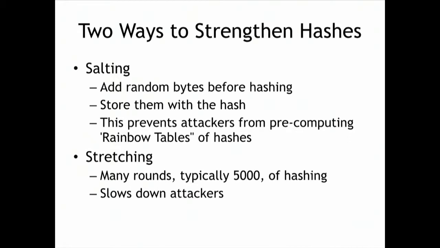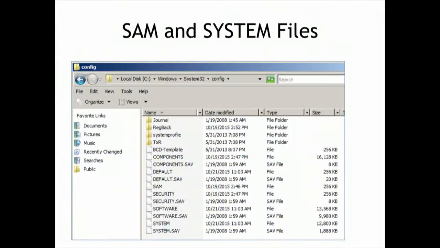Now, even if you stretch them, there's a possibility that people will take a long time and just accumulate a giant dictionary of all the password hashes, and then they can just look things up. So to avoid that, you do salting. Salting is where you add random characters to the password before hashing it. So if two people have the same password, they'll have a different salt, so they'll have a different hash. So you cannot make a master dictionary to look up the password hash in.